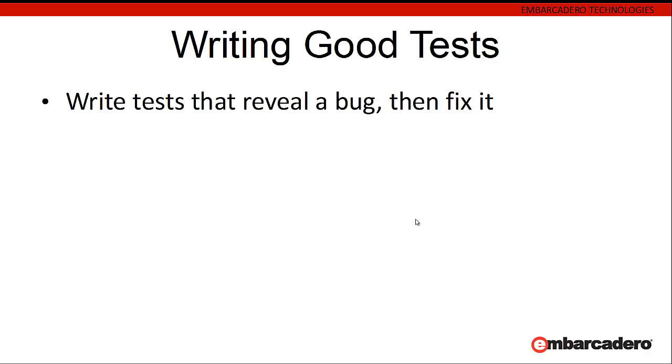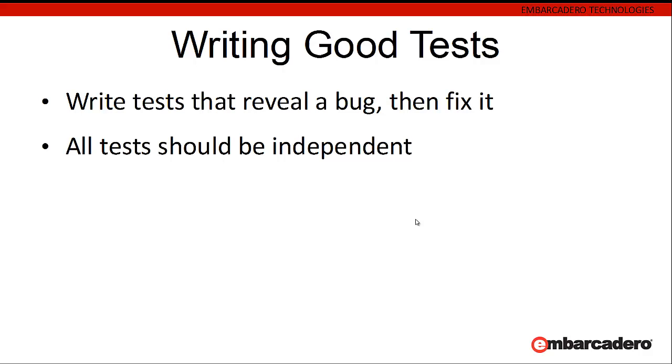Use it. Write tests that reveal a bug and then fix it. This is a very excellent technique. If you find a bug in your code outside of your unit tests, write a unit test that fails because of that bug. You can then quickly and easily debug that test, fix the bug, and then you'll know when the bug is fixed because your test passes, and now you have a regression test for later to make sure that bug never comes back.